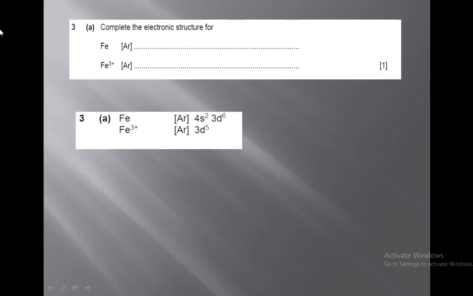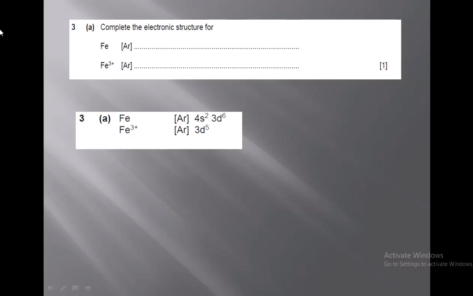This is a question from mock 2 examination paper 4. Here we would be discussing the question. The third question, part A: Complete the electronic structure for iron 0 and iron 3 positive ions. Here the examiner was asking about the electronic configuration of iron 0 and iron 3 positive ions.